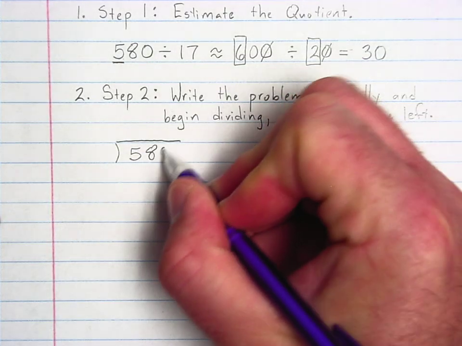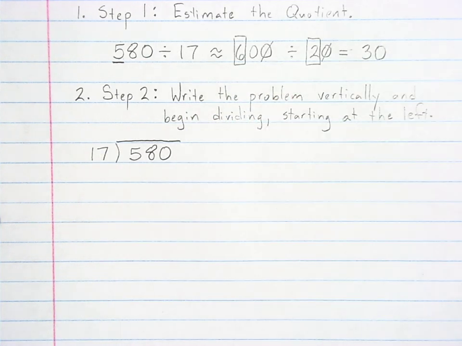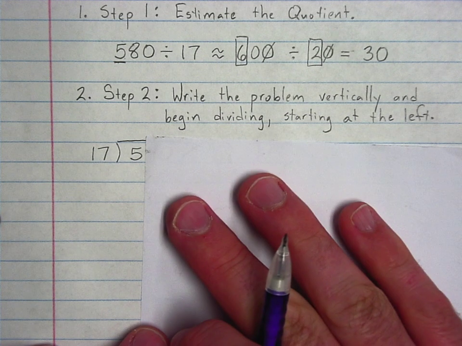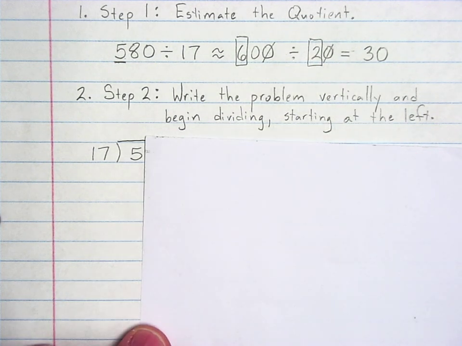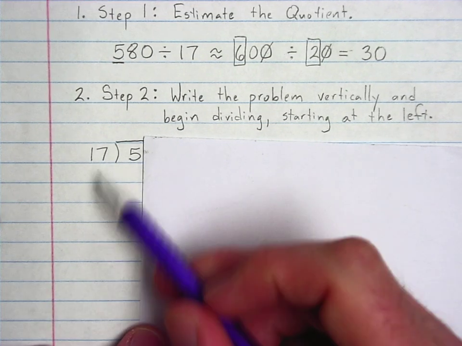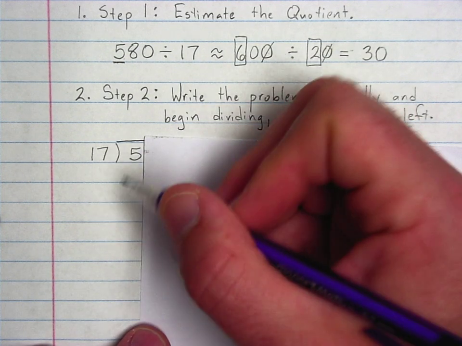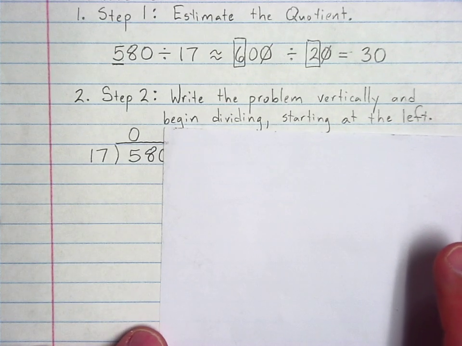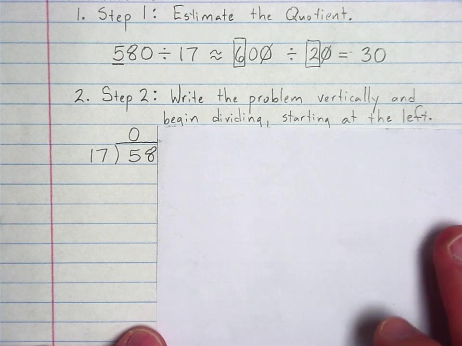Dividend goes on the inside. Divisor goes on the outside. And then we start to divide. 5 divided by 17 is not going to work. 17 will not go into 5. If I have 5 markers, I cannot give them to 17 friends. So 17 goes in 0 times. It will go into 58, however.